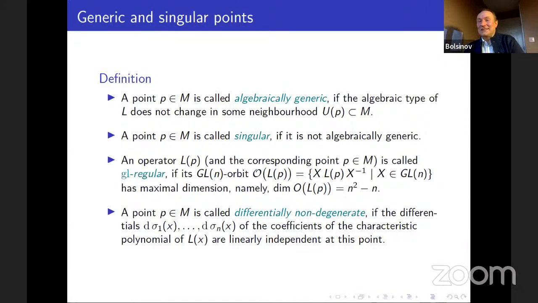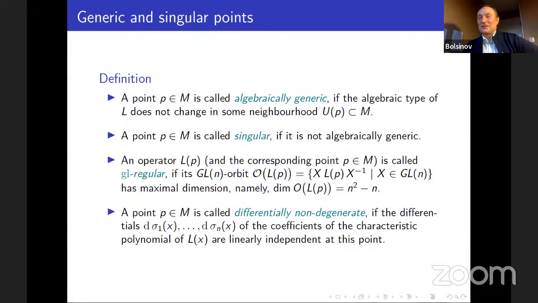So what are the best operators in algebraic sense? We call them GL regular. It means that the orbit type of this matrix locally in a given point is generic. Formally speaking, it means that the adjoint orbit, or just orbit with respect to coordinate transformations, for this operator has maximal dimension.